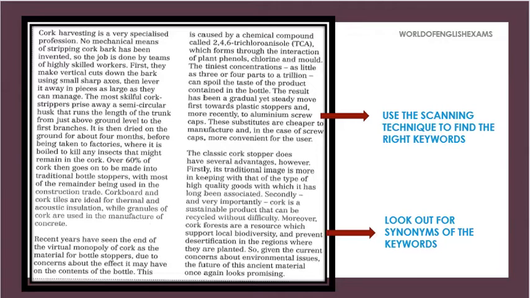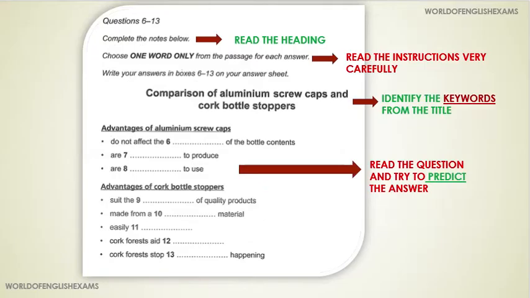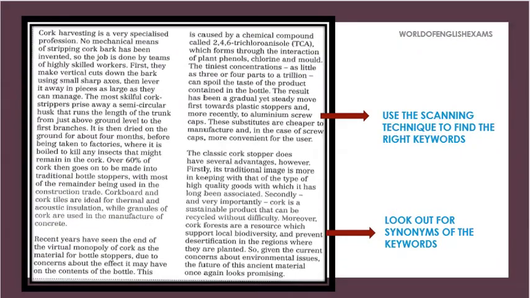Let's read the second paragraph. Recent years have seen the end of a virtual monopoly of cork as the material due to concerns about the effect it may have on the contents of the bottle. So slowly we are now moving to the first answer. Let's go back to the questions. As you can see, do not affect the dash of the bottle contents. Here it has been given that cork is affecting the contents of the bottle, and that is the reason for searching for an alternative.